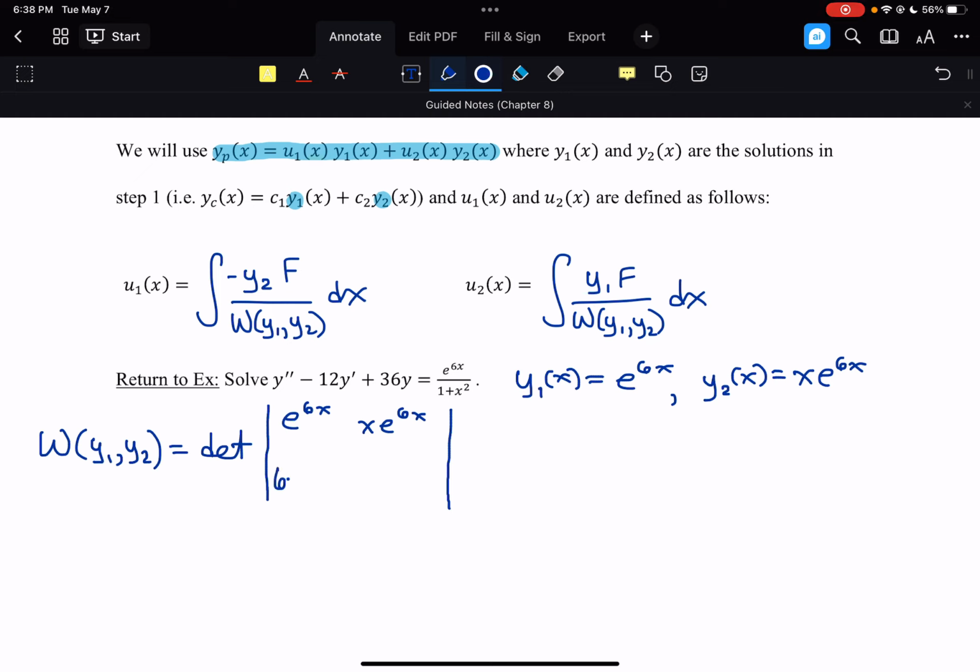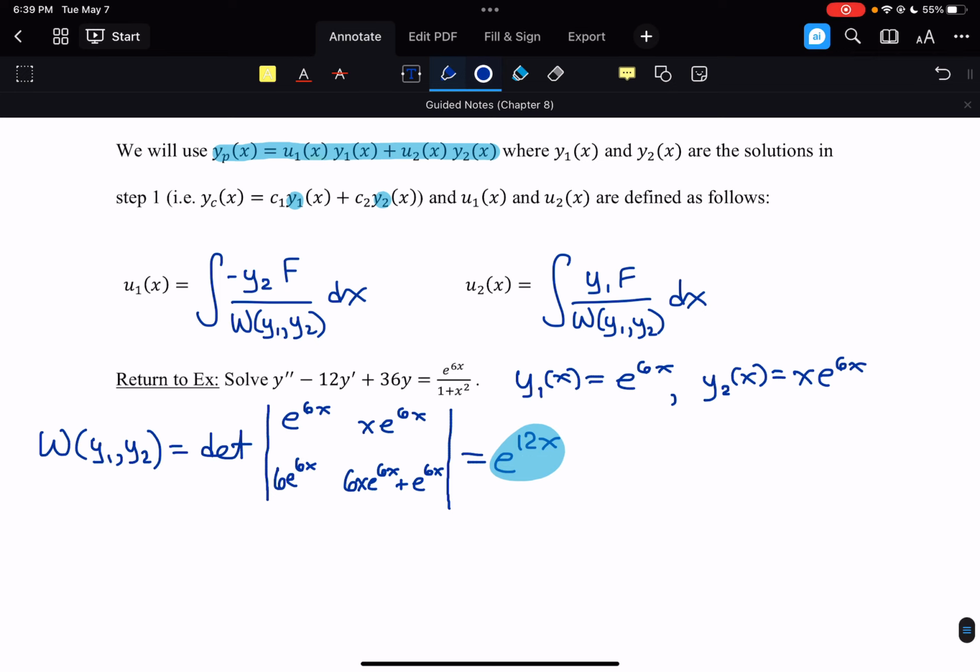So this one's going to give us 6 e to the 6x. This one does invoke the product rule, so we get 6x e to the 6x plus e to the 6x. If we perform that determinant, so AD minus BC, we end up getting e to the 12x for the Wronskian. So we get e to the 12x. That's going to go in both of the formulas here for u1 and u2.